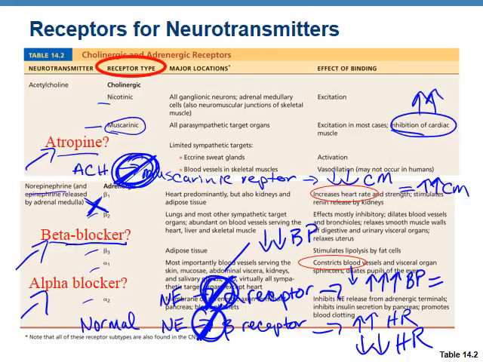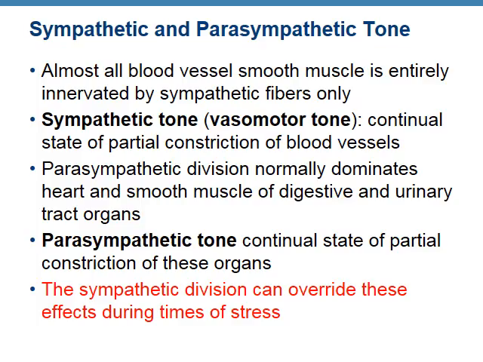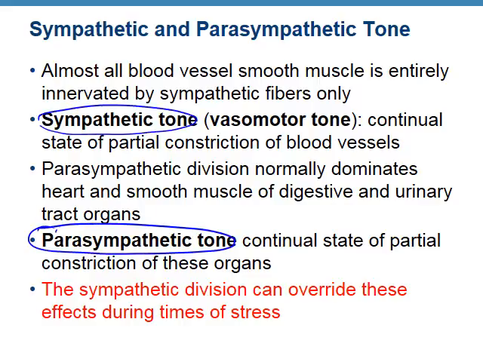Read through this slide, and again, I want you to understand the neurotransmitter, the receptor types, and where those receptors are located and what they can do. I want you to be aware of these terms, sympathetic tone and parasympathetic tone. Basically what they're saying is that certain neurons from the sympathetic and parasympathetic control specific areas of the body.